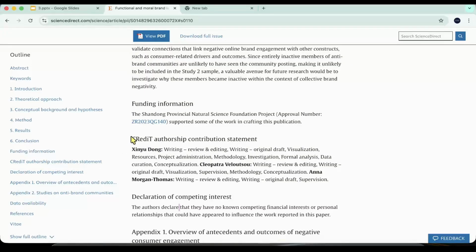Yes, so in the author taxonomy, we clearly indicate what work has been done by which author. Let's say the first author has done the writing, original draft, visualization, methodology, investigation, formal data curation and conceptualization. What the other author has done? Why we do it? Because it should be clearly indicated who has done what, so that proper credit can be given to the author.